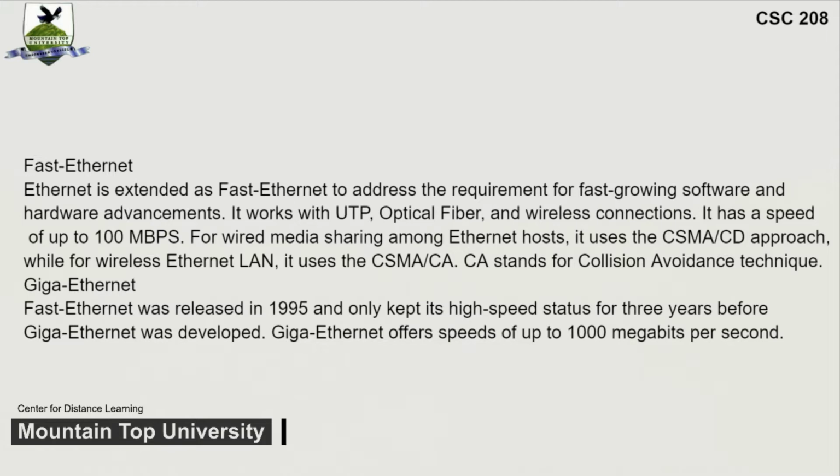Giga Ethernet. Fast Ethernet was released in 1995 and only kept its high-speed status for 3 years before Giga Ethernet was developed. Giga Ethernet offers speeds of up to 1000 megabits per second.